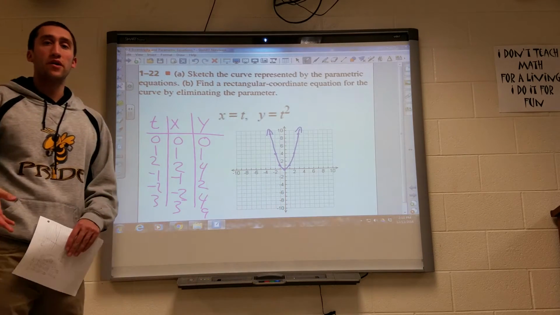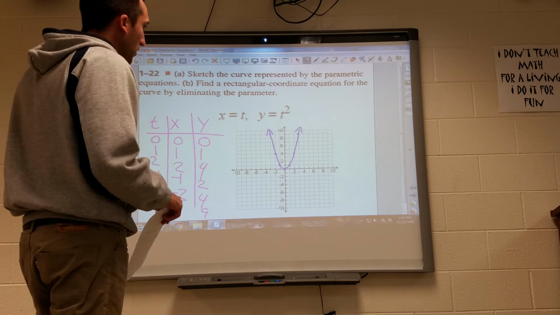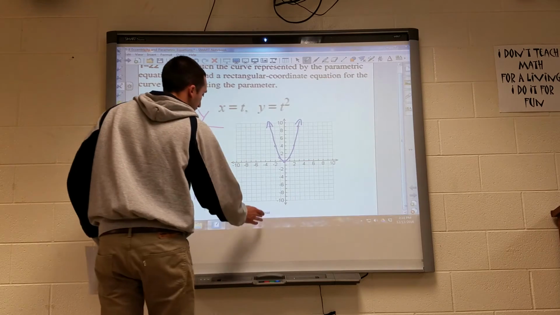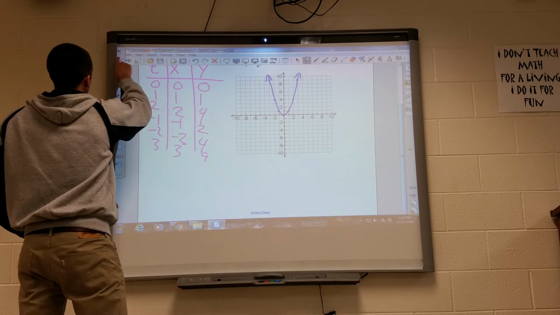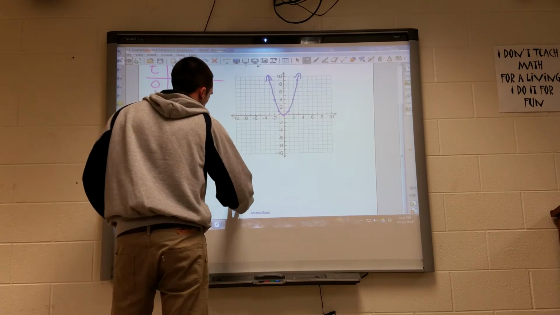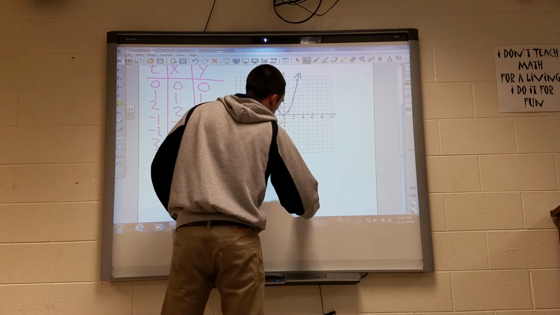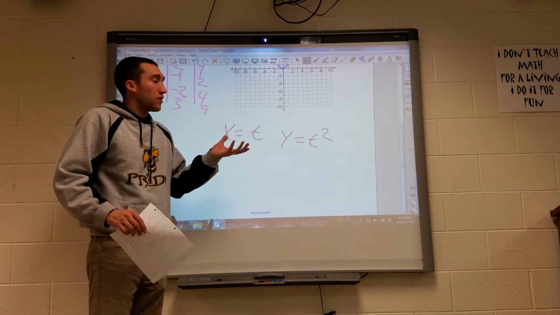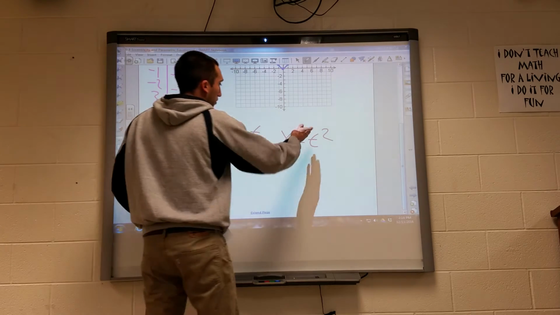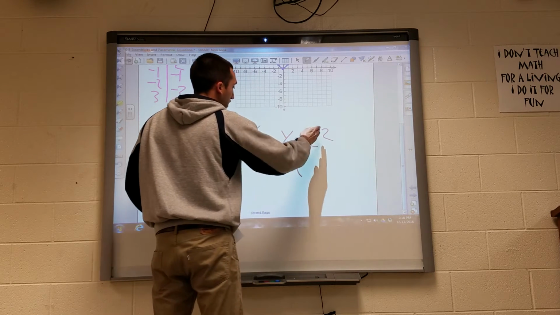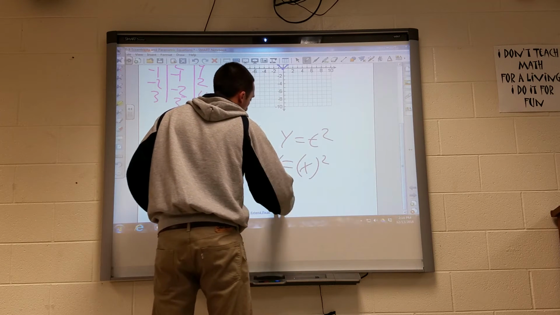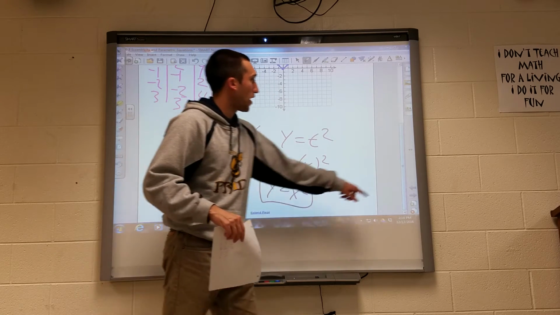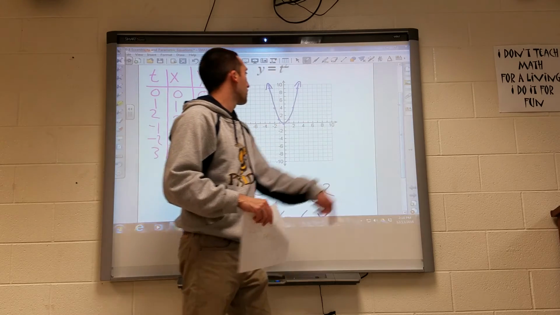It looks like we probably know that graph just by looking at it. Let's go ahead and eliminate the parameter and get this straight into rectangular coordinates. They gave me x equals t and y equals t squared. We want to solve x for t, and we already have t equal to x, so I can plug that in. Instead of t, I plug in an x, and we get the equation y equals x squared, which if you graph, you are going to get this graph.